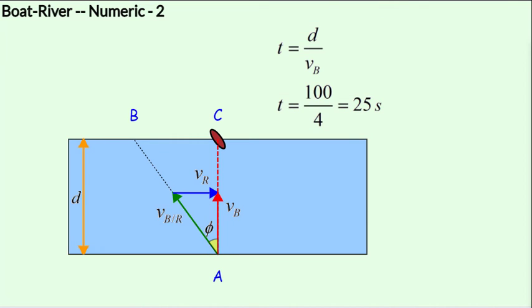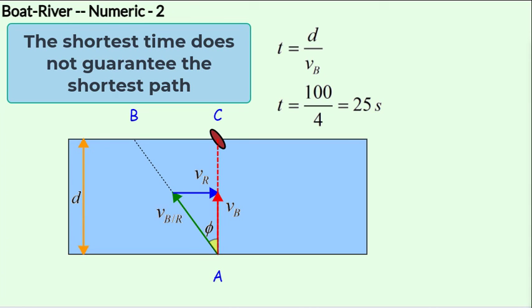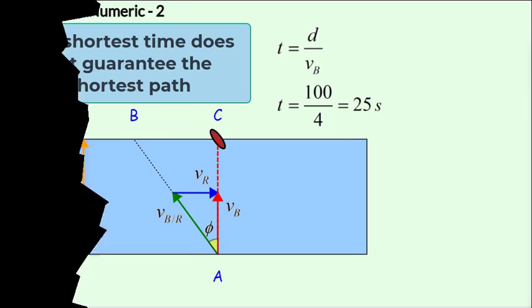And if you refer to the previous lesson, you will see that when we took the path with the shortest time, it took us 20 seconds. Whereas if we take the shortest path, it takes us 25 seconds. So the shortest time does not guarantee the shortest path.